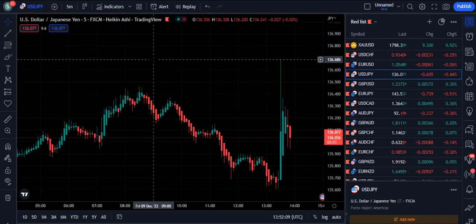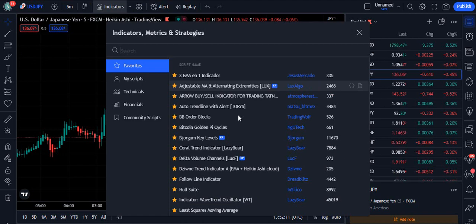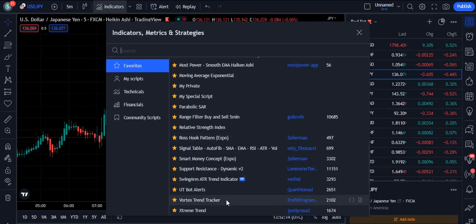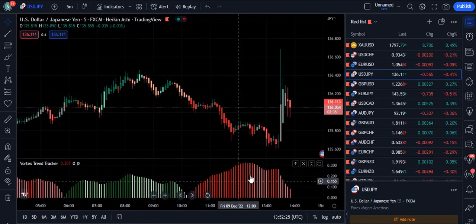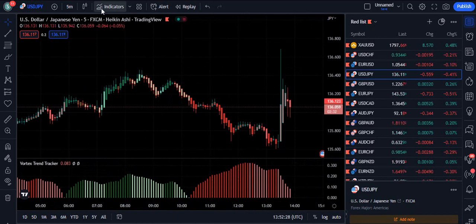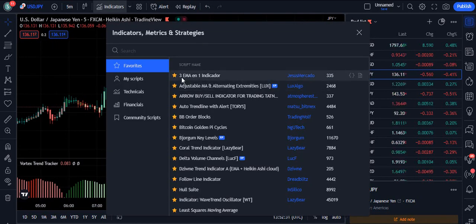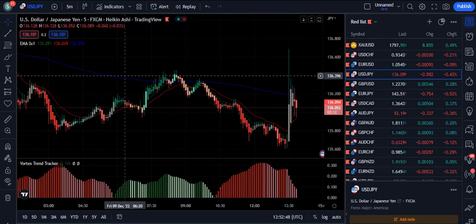Okay guys, now let's move towards our strategy, and the strategy is very simple. We are going to use our main indicator that is called Vortex Trend Tracker by Profit Program, and you can see 2102 traders are using this strategy, and it basically appears like a histogram on your screen. Now we are going to attach the second indicator, which is quite powerful and only few traders know about it. That is called 3 EMA in one indicator. Jesus Mercado and 335 traders are using it, and I have found this indicator to be very powerful.